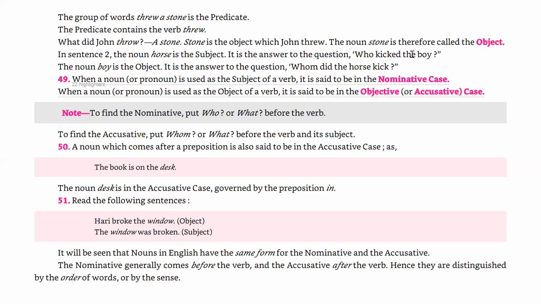These are indicatives of accusative or objective case. A noun which comes after a preposition is definitely accusative. For example, the book is on the desk. Here, the desk is a noun, and before that, there is a preposition, on. So on, the word itself, makes it accusative or objective. A noun which comes after a preposition is definitely accusative.